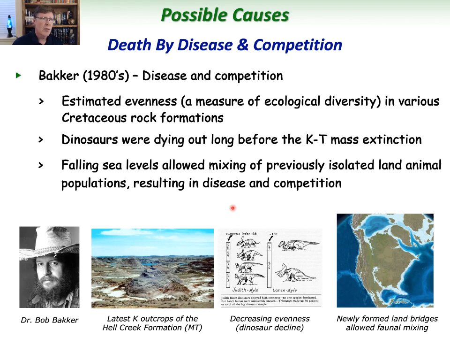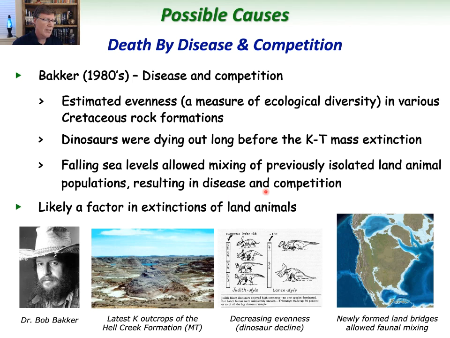And then they would bring in pathogens that they were accustomed to, but the new populations that they were mixing with weren't. And so we've seen this in many different types of animals over time. So he thought that animals being allowed to mix would bring disease, and then they would directly compete as well for whatever resources were available. And in previously isolated populations, if you introduce new animals that are superior, then he thinks that that was an issue. Falling sea levels allowed this mixing of populations of land animals, resulting in at least part of the mass extinction relating to the land animals. That's his take in terms of land animals.